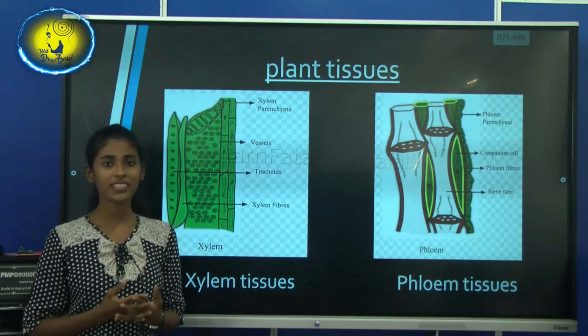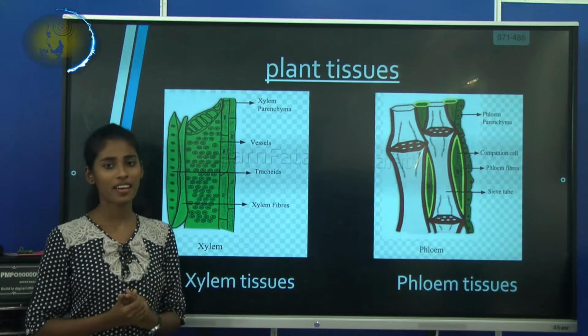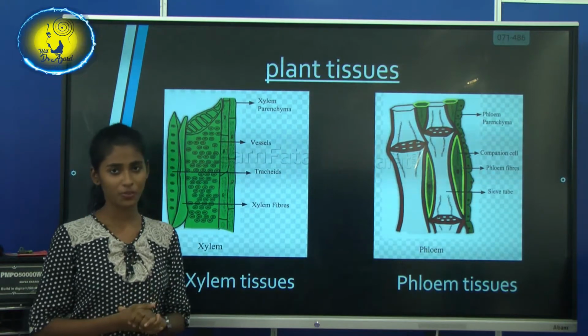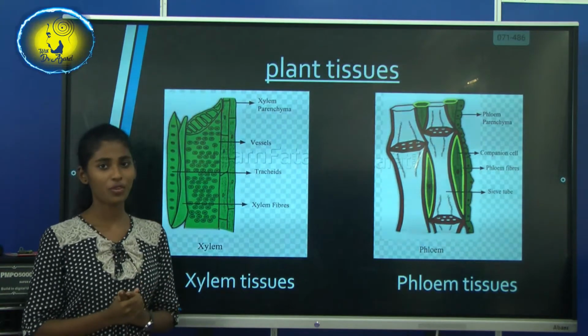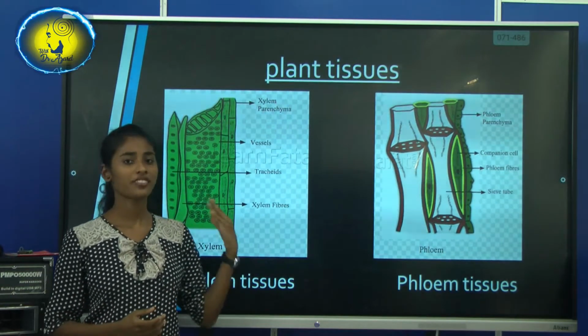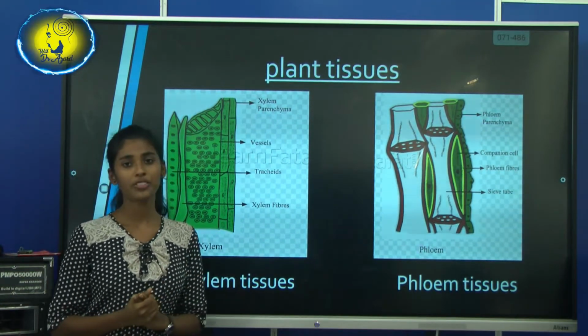As well as humans and animals, plants also have tissues. This is the xylem tissue and the phloem tissue. Xylem tissue transports water and minerals to the upper parts of the tree, and the phloem tissue transports food.